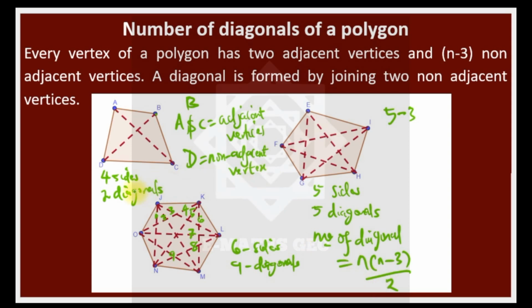So let's test whether we are correct. For 4 sides, we have n is 4. 4 minus 3 is 1. So 4 times 1, 4 over 2. So we have 2 diagonals. For this, I have 5 times 5 minus 3, which is 2, over 2. So we have 5 diagonals. And finally for this, we have n is 6. So 6 times 6 minus 3 over 2. 6 minus 3 is 3. 6 over 2 is 3. So 3 times 3 is 9.